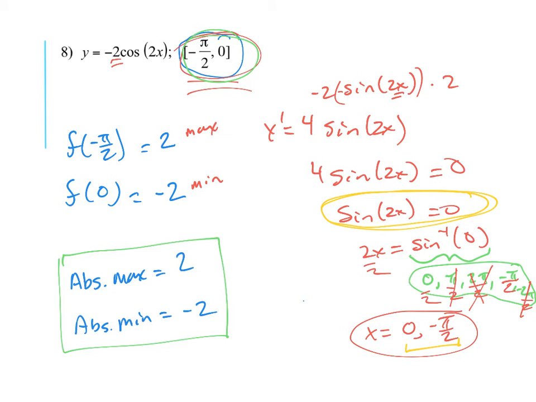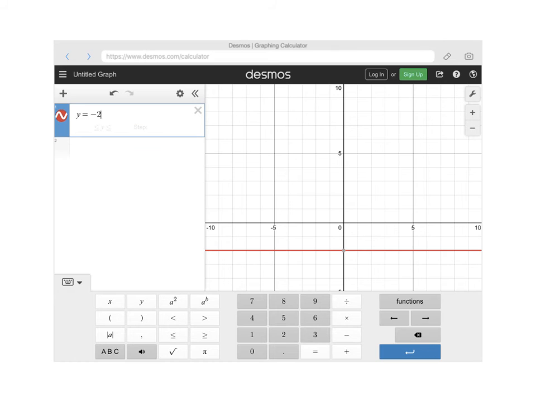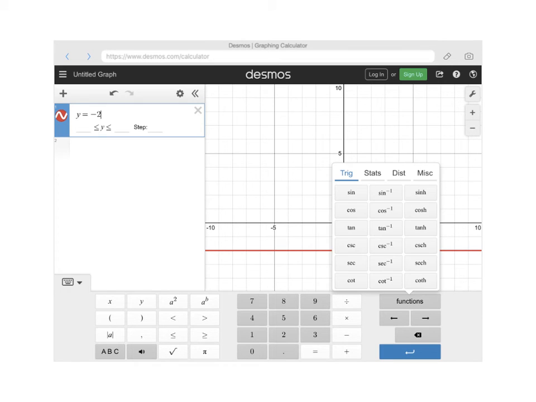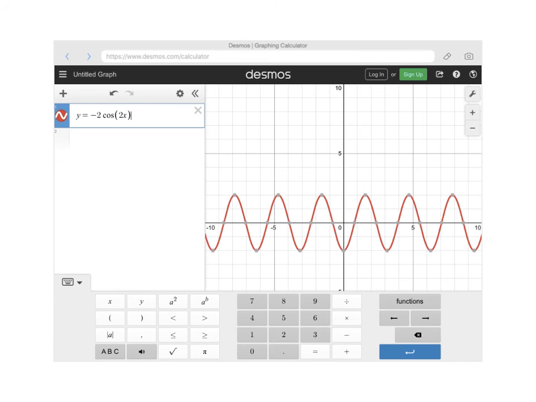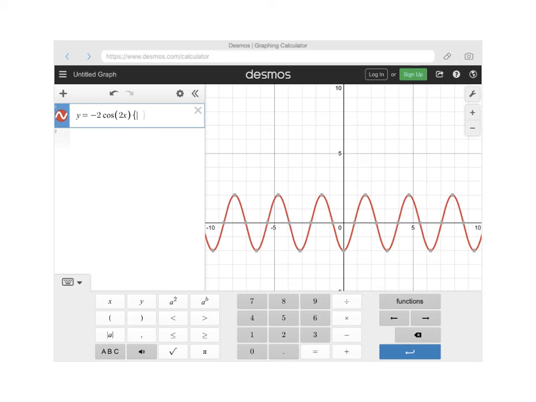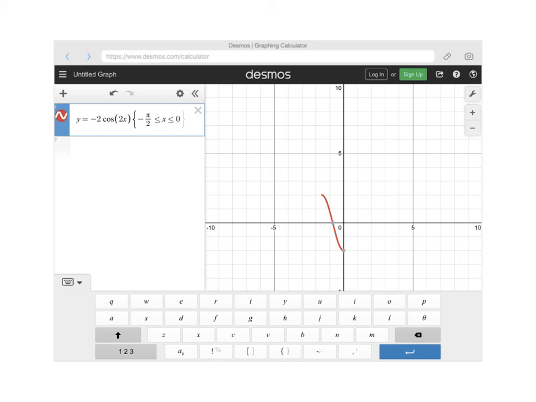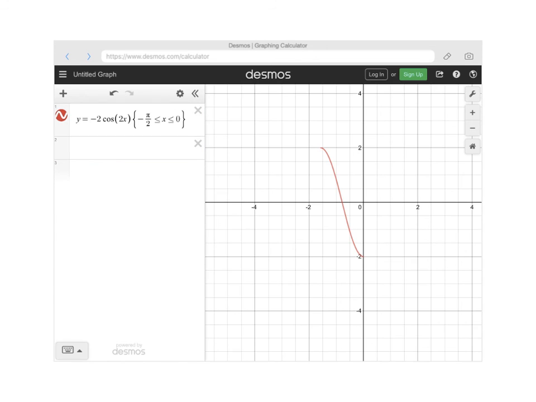Okay, now just to see if we're right, let's graph this thing and find out what the highest and lowest values are on our interval. Let me show you what I mean. So if I bring up Desmos and I type in my function, which was y equals negative 2 cosine, and to get to cosine you hit functions. There's cosine, 2x, close the parentheses. And remember, we want to limit that from negative pi over 2 to 0. So we do negative pi divided by 2 less than or equal to x less than or equal to 0. And then close off our brackets. And this is the function here.